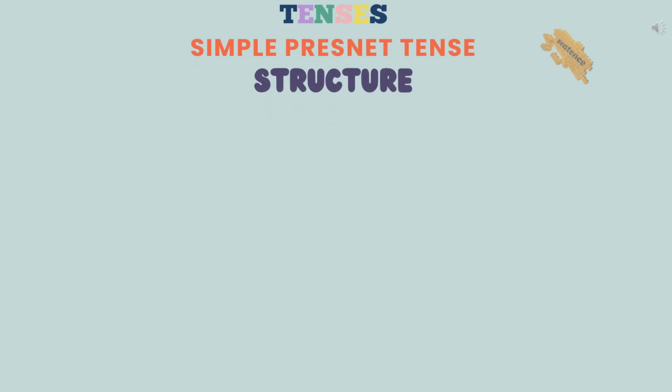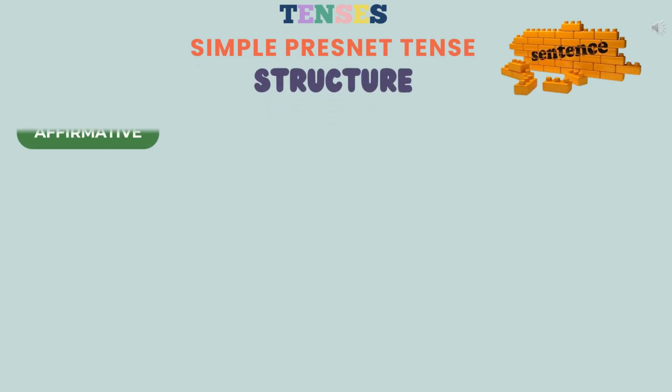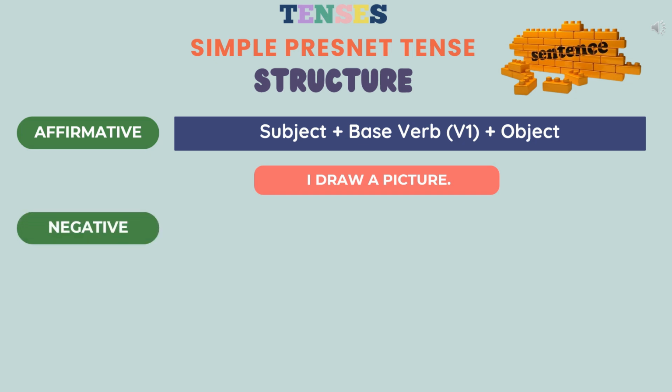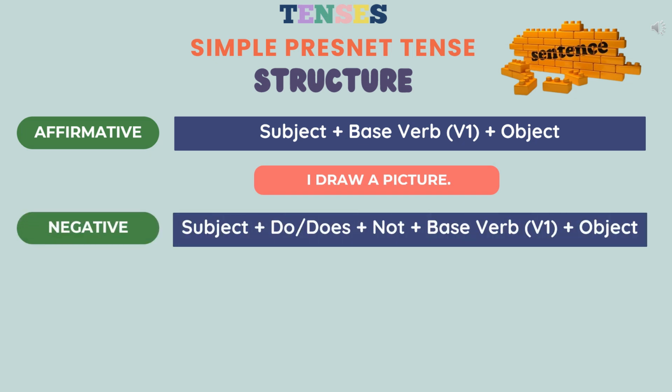Now, let's build it. The simple present tense has 3 main structures. First, the affirmative form. It's direct, subject plus base verb plus object. For example, I draw a picture. For the negative, we add a helper. Subject plus do or does plus not plus base verb plus object. Like, I do not draw a picture.